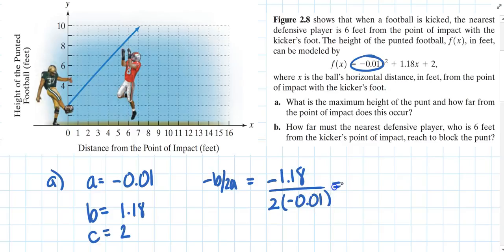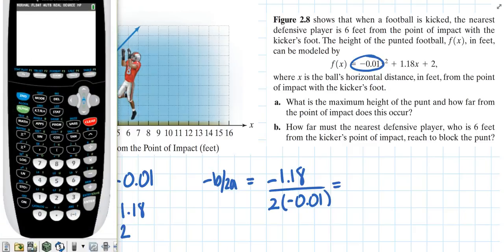This part you need your calculator for, so let's take our calculators out. Mine happens to be right here. And I'm going to punch in negative 1.18. Please follow along with me, guys. Divided by, I'm going to go parentheses 2 times negative 0.01, close both my sets of parentheses and push enter.